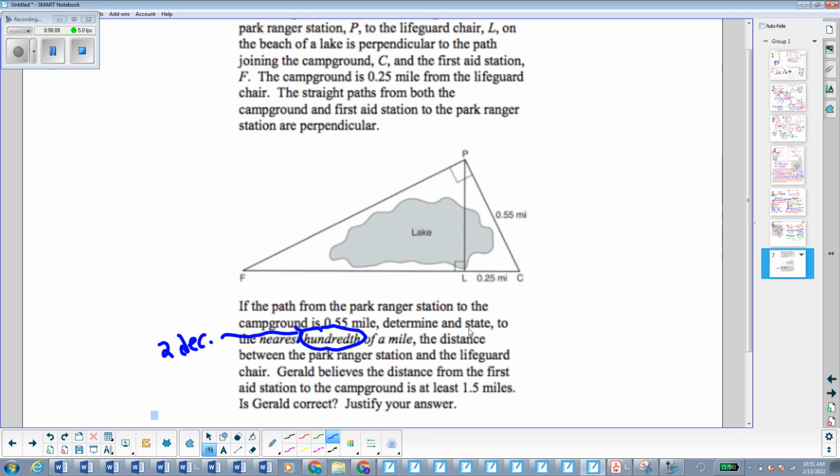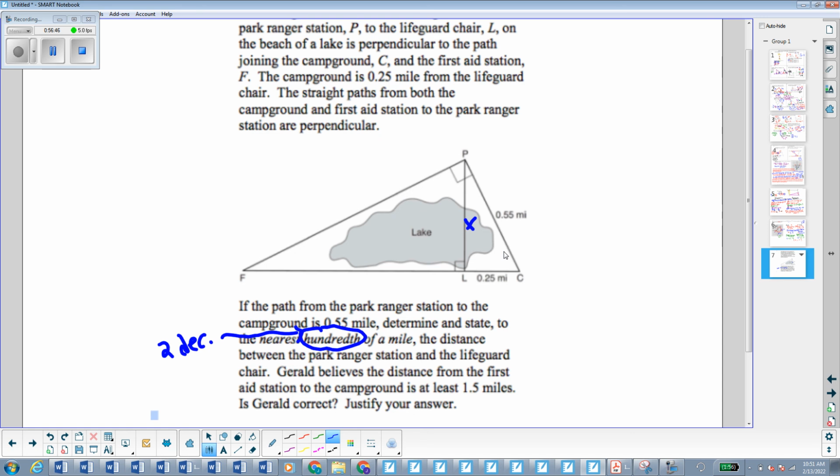So we're determining and stating the distance between the park ranger station, so that's P, and the lifeguard chair, that's L. So we're finding the altitude. Okay, so let's tackle that part of the question before we answer the second part, which I didn't even read yet, to be honest with you. So, since it is the perfect setup for the right triangle altitude theorem, and we are finding the altitude drawn to the hypotenuse of the big right triangle, I'm going to ask myself, can I use the altitude rule?